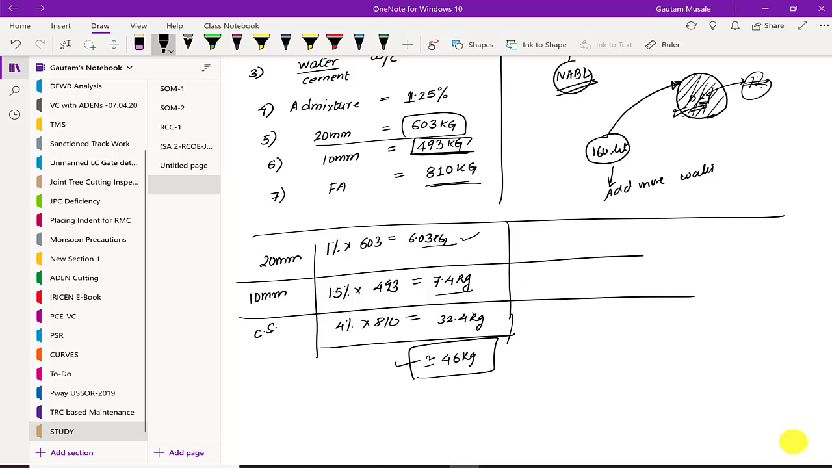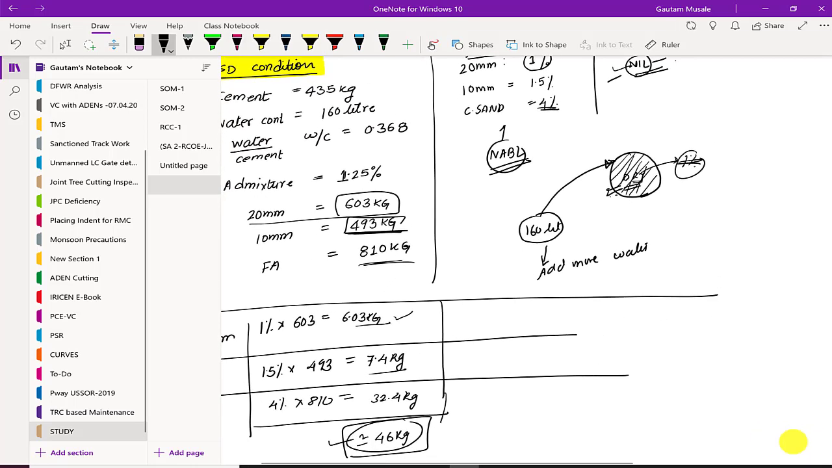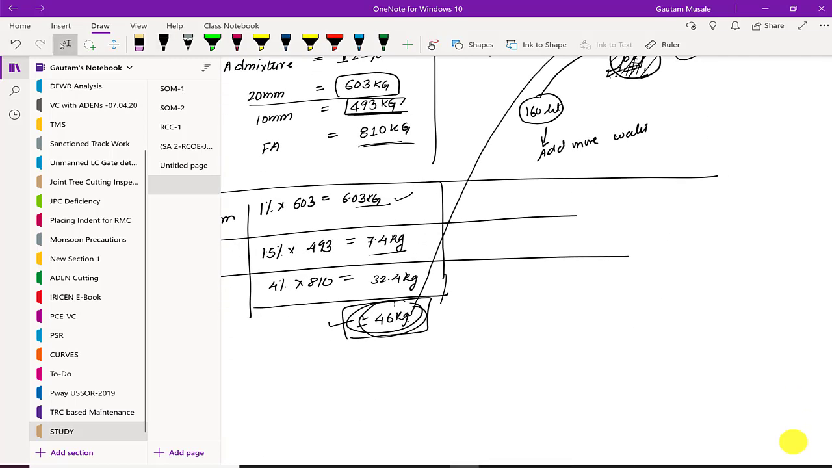Can I say that I need to add 46 kgs or 46 liters of more water to my system so that the aggregates which are currently in the dry condition can become SSD condition? That is, these 46 liters are going to make all these aggregates, that is 10 mm, 20 mm and crushed sand, go from dry state to SSD state, so that the remaining 160 liters would be available for my hydration.